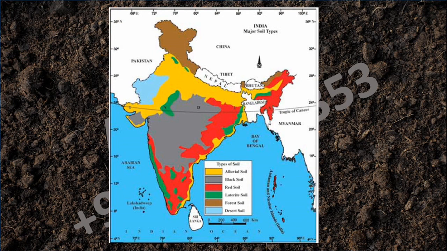Next, here is the coloring map of the soils available in different states or regions of India. The yellow color that you can see is the alluvial soil, grey color is the black soil, red color is for red soil, green color is for laterite soil, brown color is for forest soil, and the blue color is desert soil.